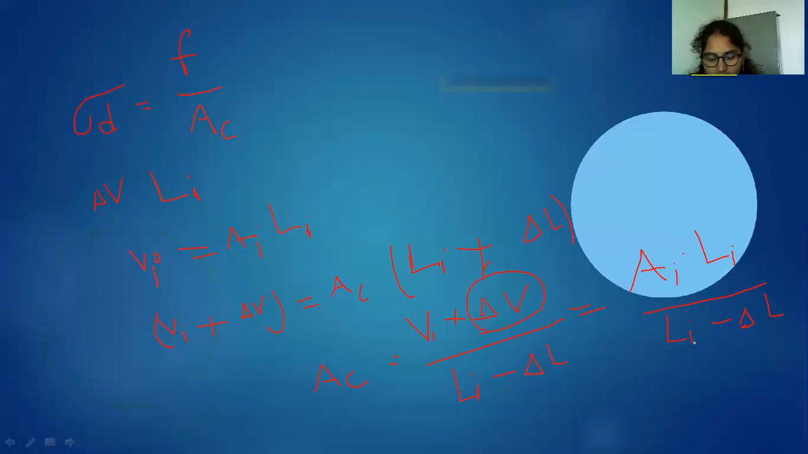So now Li by Li will be cancelled. So 1 minus delta L by Li, that means strain. So Ai by 1 minus strain. This is the final equation: A suffix c is equal to Ai by 1 minus strain, where strain is the axial strain at the stage.